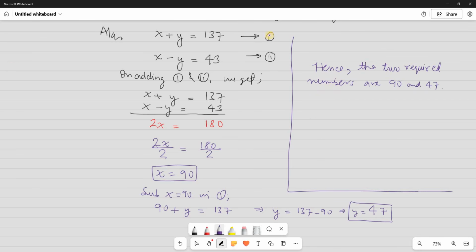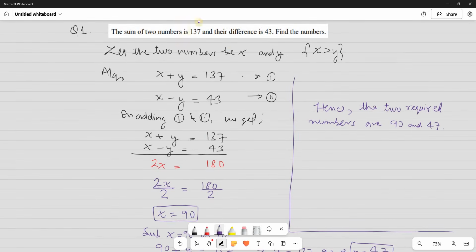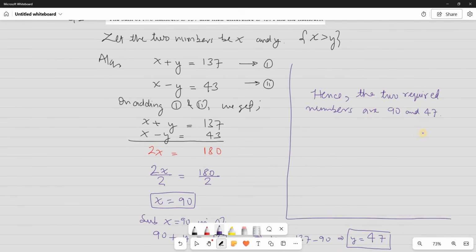The question says the sum of the two numbers is 137. 90 plus 47 is indeed 137: 90 plus 40 is 130, plus 7 is 137. And when we find the difference of these two, 90 minus 47, that is 43, since 43 plus 47 is 90. So that means what we got is correct. These two numbers are good.